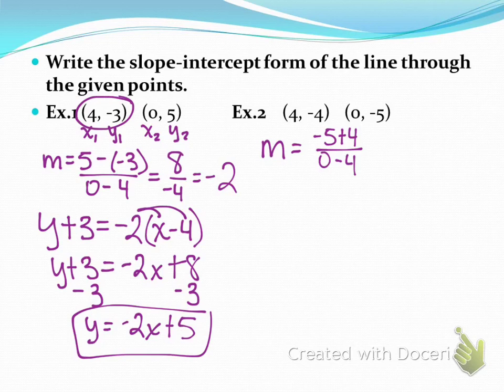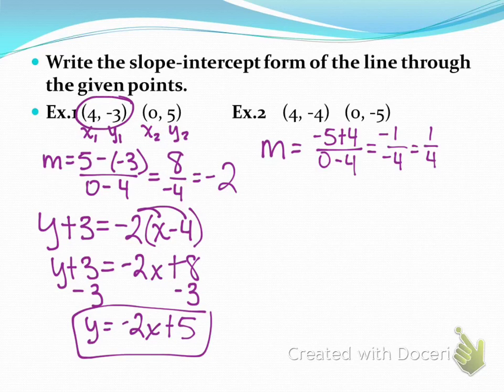Negative 5 plus 4 in our numerator, 0 minus 4 in the denominator. What is negative 5 plus 4? Negative 1, and 0 minus 4 is negative 4. How would this simplify? They would both be positive. Positive 1 over positive 4. So that is the slope that I will use.